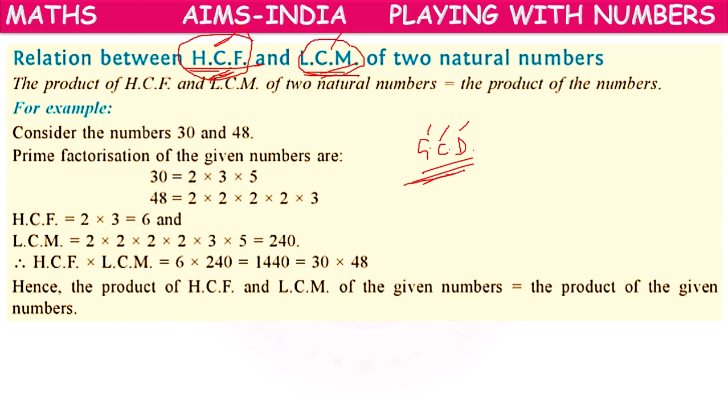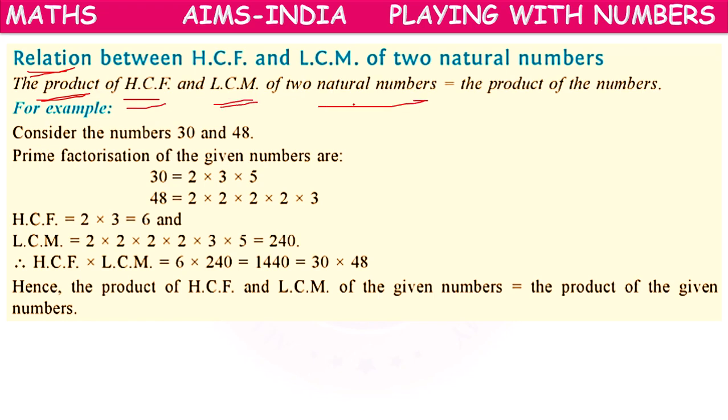So our today's concept is a relation between HCF and LCM of two natural numbers. We are going to find the relation between the HCF and the LCM of two given natural numbers in this video. The relation is: the product of HCF and LCM of two natural numbers is always equal to the product of the given numbers.